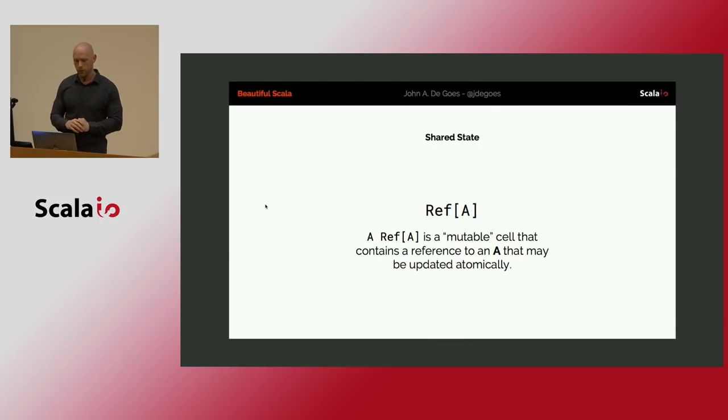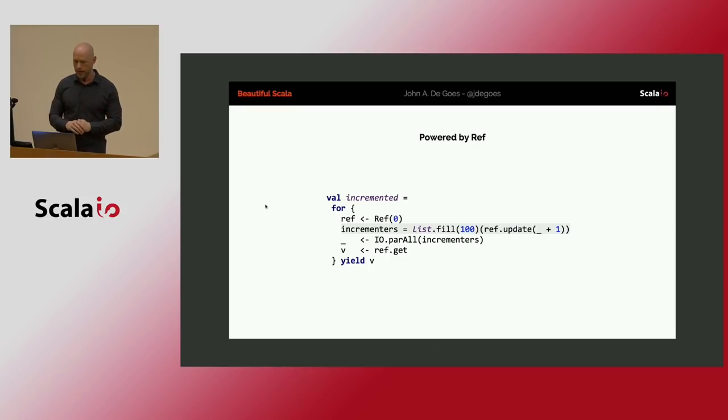But in ZIO, we have something called Ref, which is a mutable cell that contains a reference to an A that can be atomically updated. And it's very simple to use. In this case, I create 100 update programs by filling a list with a single program that increments a value by a single number. And I run them all in parallel against a single Ref. They all have the guarantee that they'll see a consistent state when they perform that update. So it's like everyone is isolated to a transaction. And there are no locks. This is implemented using a very fast compare and swap operation, which is actually baked into all your CPUs these days.